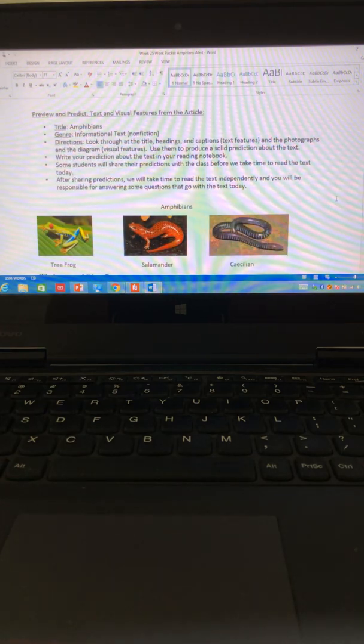Today, I'm going to ask you to please preview and predict. Use text and visual features from the article. The title of the article is called Amphibians. The genre, informational text. It is nonfiction. It will give us true facts and information about amphibians.